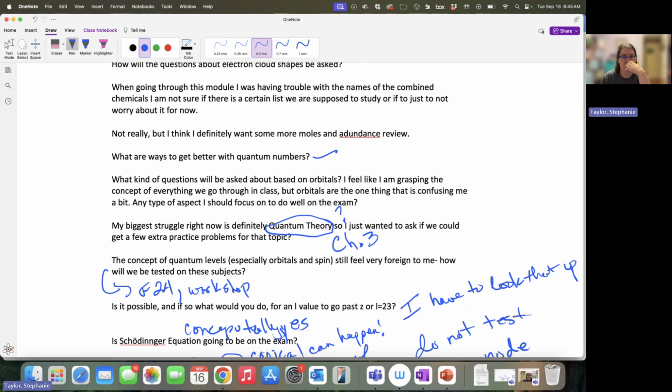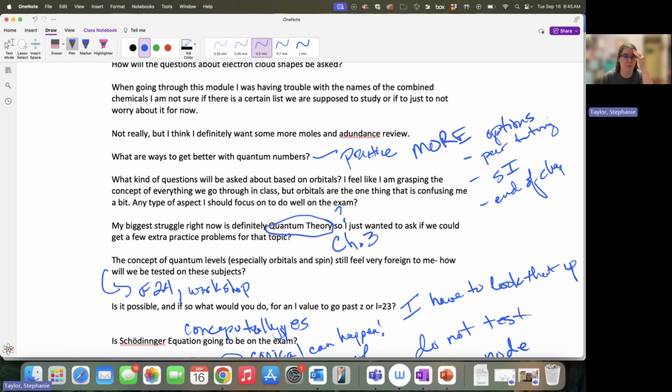To get better with quantum numbers, practice, and I would look at more options. Basically what I mean by that is peer tutoring, reviews, SI, and end of chapter. I would look at more different material.